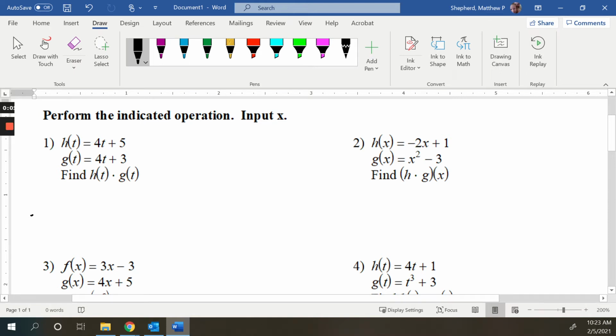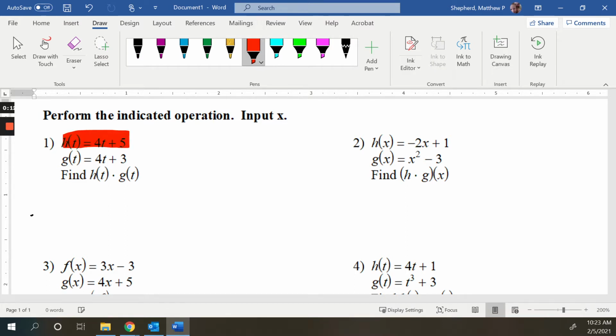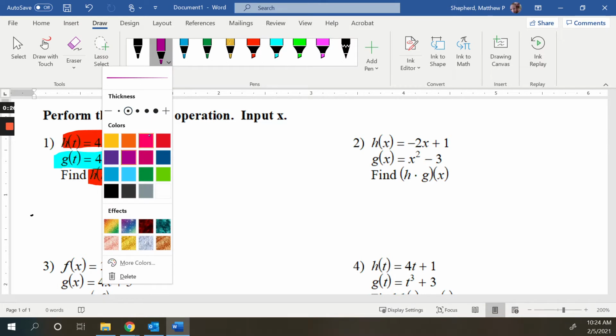Welcome back, students. Today we're going to be talking about doing function operations with multiplication and division. All right, so in this first problem we have h of t and g of t. And then down below here's our problem that we need to do: h of t multiplied by g of t. So what I'm going to do is begin with some substitution.